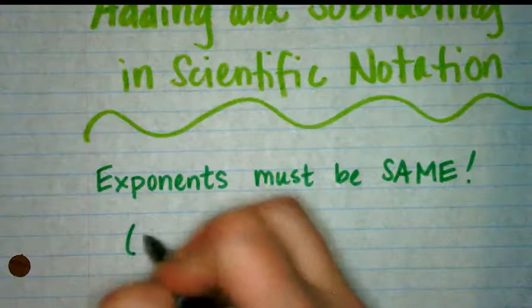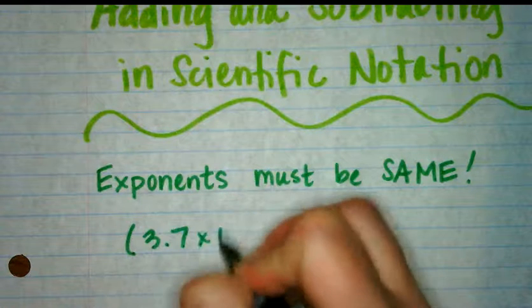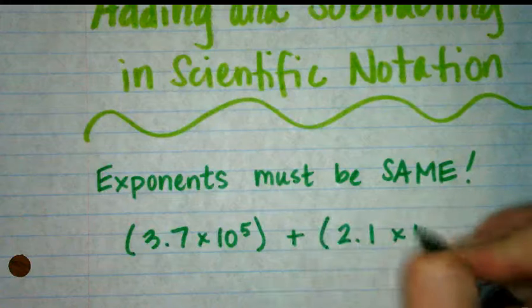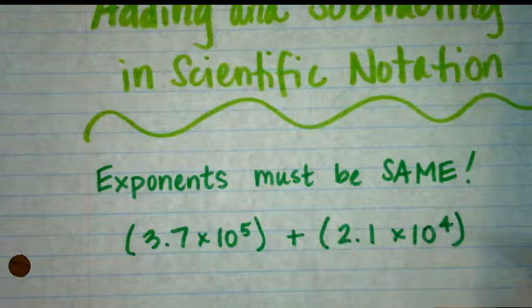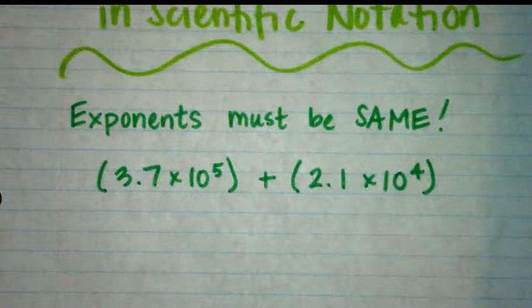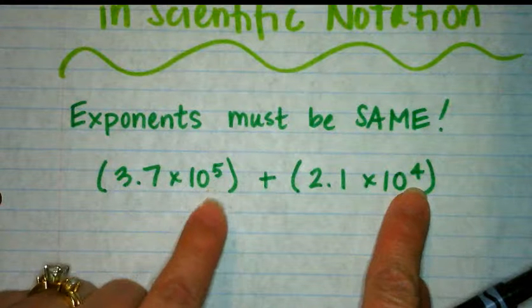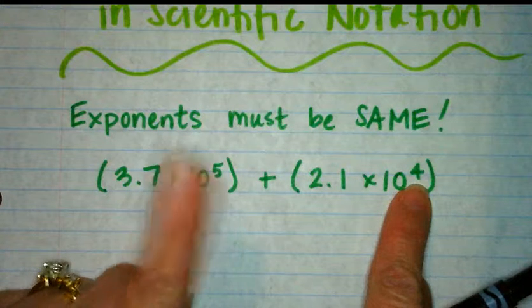Let's try 3.7 times 10 to the 5th, add 3.1 times 10 to the 4th. When you get to your problem, you have to change one of these so that they match. You can either change this one to be 5 or you can change this one to be 4.